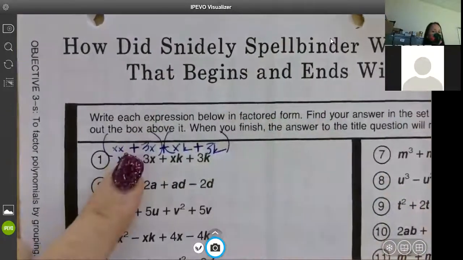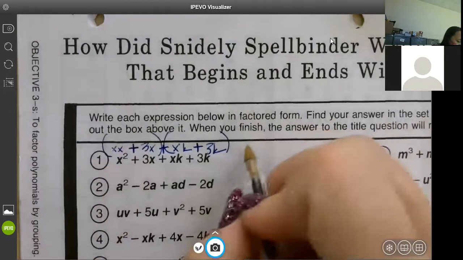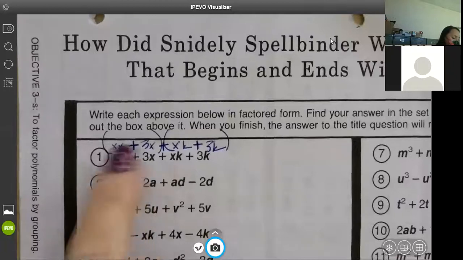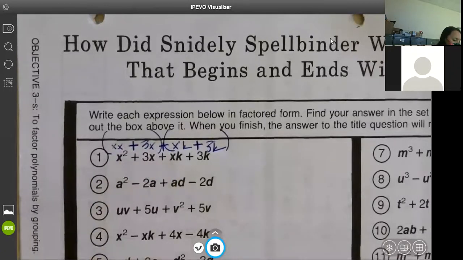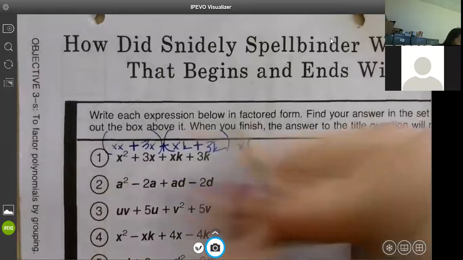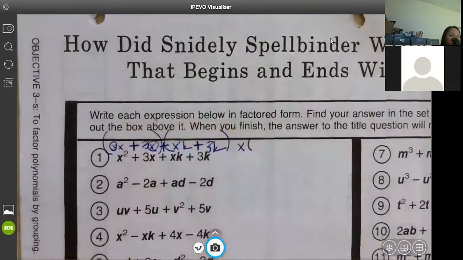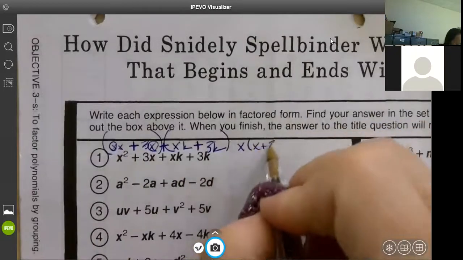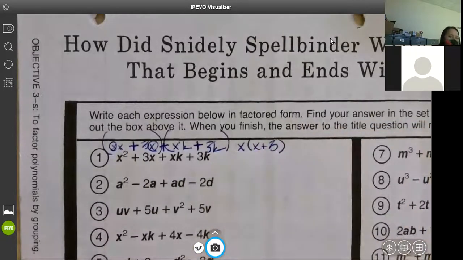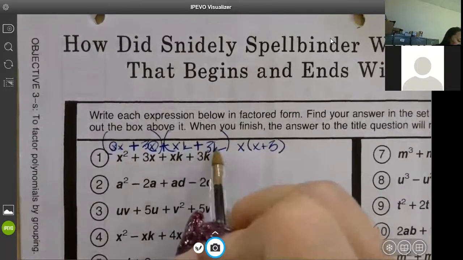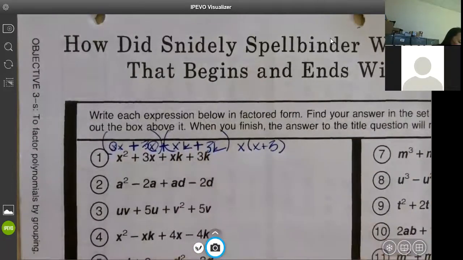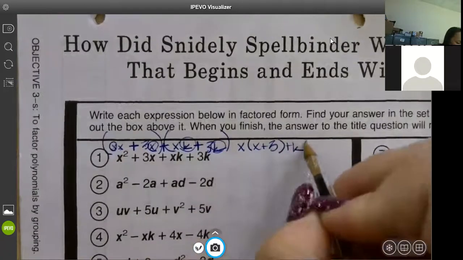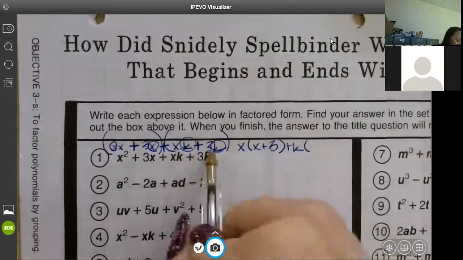What's in common in the first two? Guys, you have to answer or this is going to take forever. What's in common in the first two? X, thank you. So we have an x in common. If we read what we have left over, we have x plus 3 left over. In the second one, we have xk and 3k. So what do they have in common? So we're going to pull a positive k out. That leaves us with, read it, x plus 3.